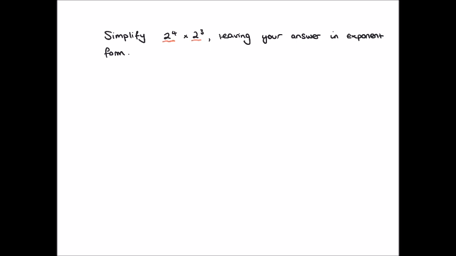So we're going to begin by simplifying 2 to the 4th power times 2 cubed. Notice that the question does say simplify, not evaluate. And so we're not actually going to try and work out the value of 2 to the 4th power times 2 cubed. Instead, we use the fact that the index refers to the number of times a number is multiplied by itself. And what this means is we can write 2 to the 4th power as 2 times 2 times 2 times 2. Similarly, we can write 2 cubed as 2 times 2 times 2.